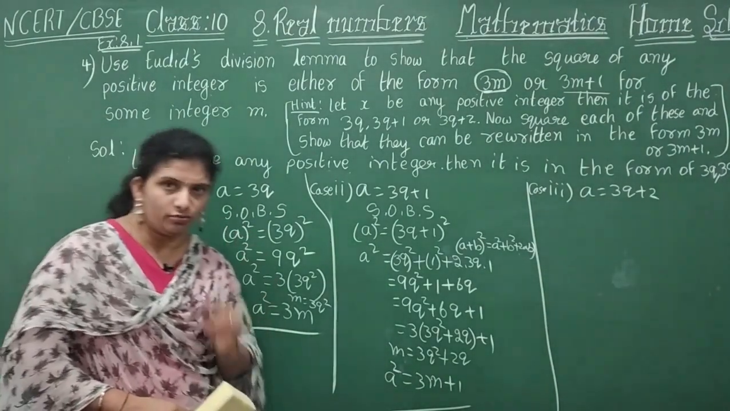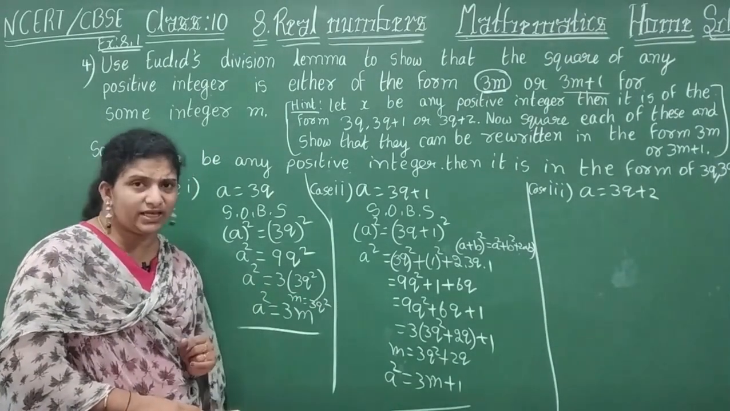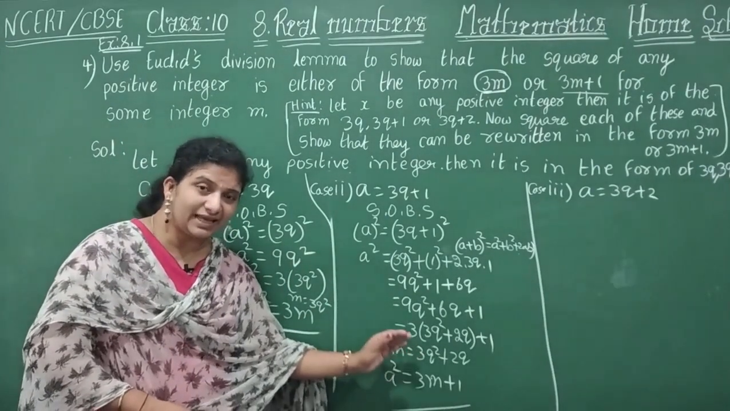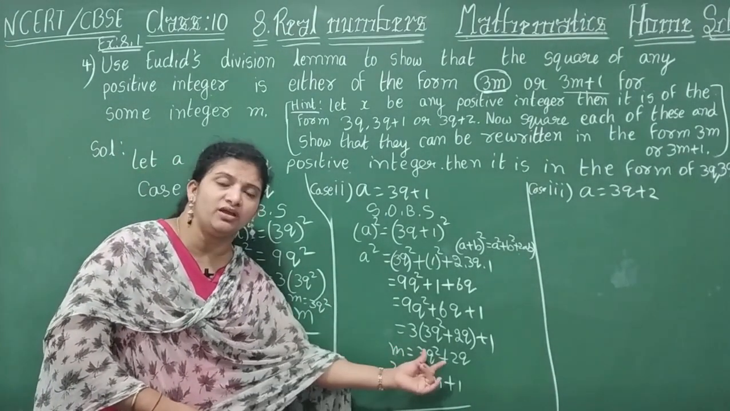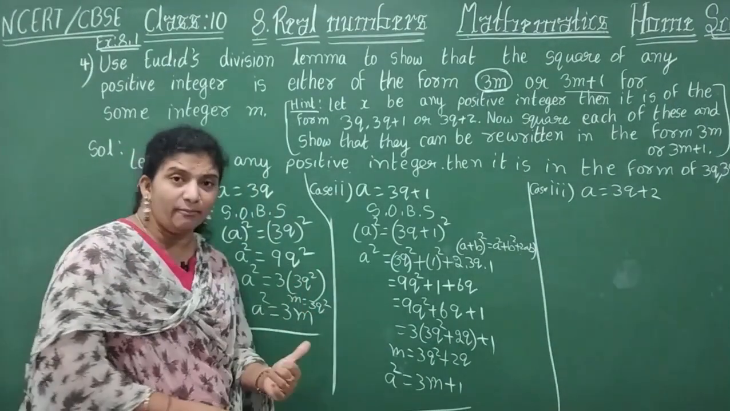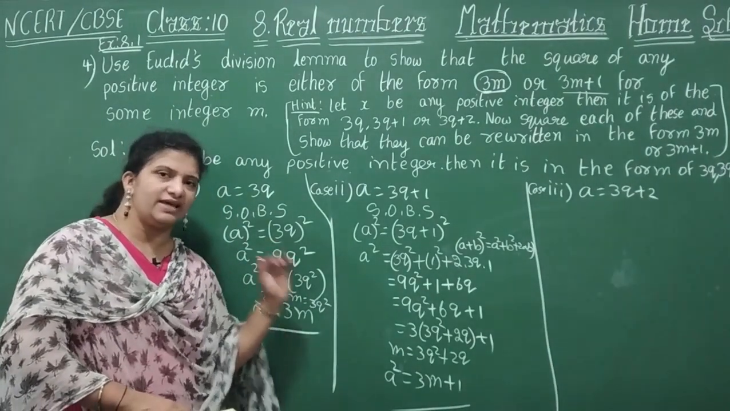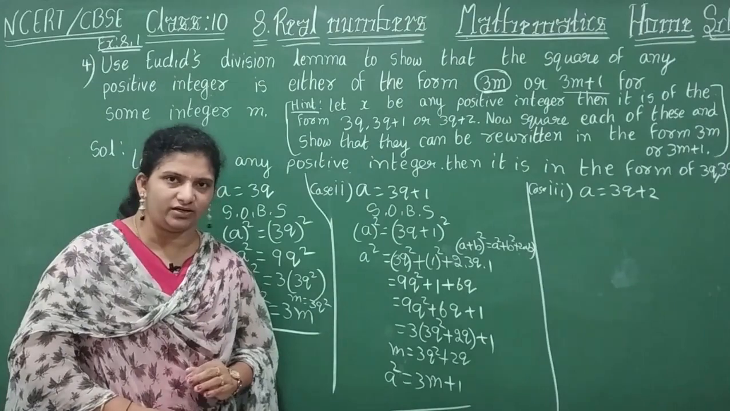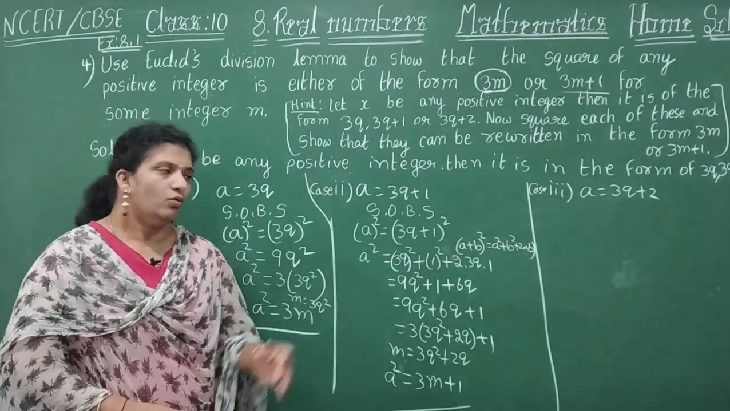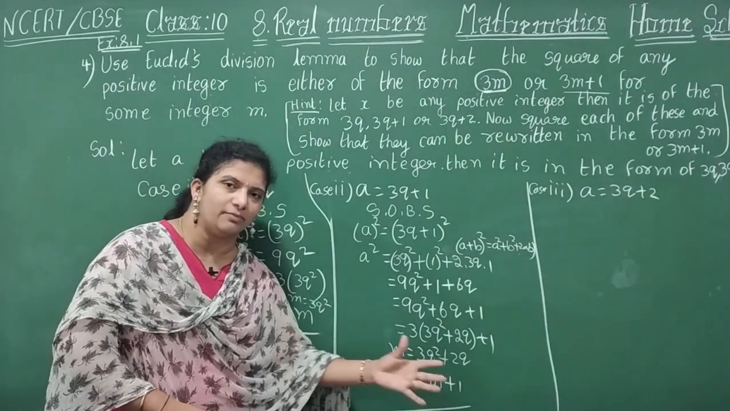So here, children, don't be confused. In your first case, you have written m is equal to 3q square. This case is different, okay? Then coming to your second case, you have assumed here m is equal to 3q square plus 2q. And don't compare: here m is different and here m is different. Okay, this case is different and this case is different. We are assuming that is equal to m. Whenever we square any positive integer, it will be in the form of 3m plus 1.